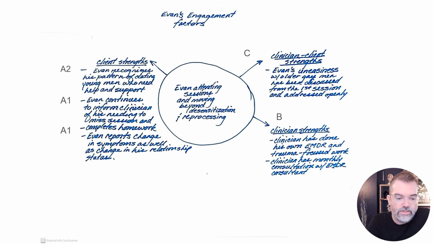And as you can see here, Evan again identified 3 strengths that were top priority or most easily used to leverage success in this particular issue. So he chose that the fact that Evan continues to inform the clinician of his need for missing session and showing up late, right? So he didn't ever just no-show me and leave me wondering. He would call and say, this is the reason why.